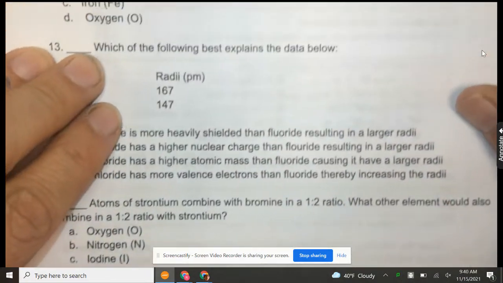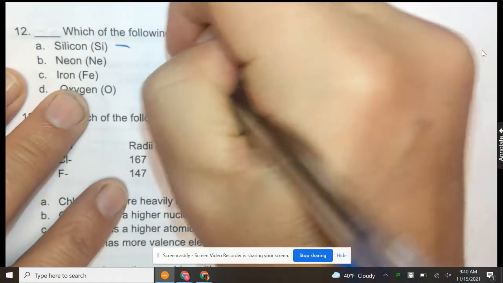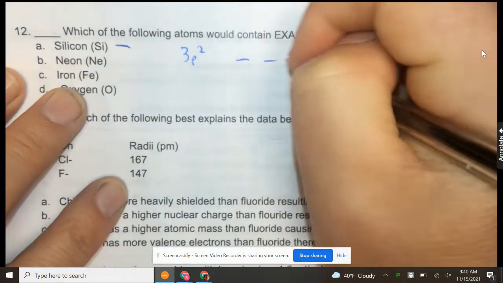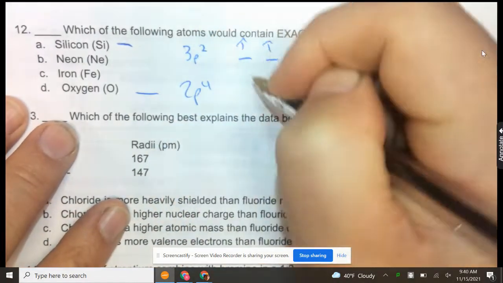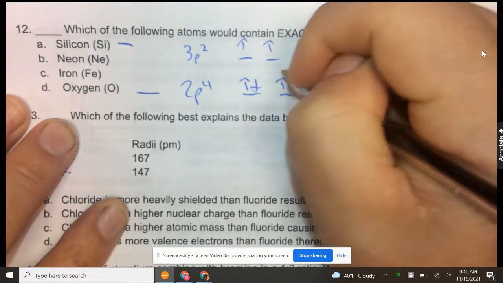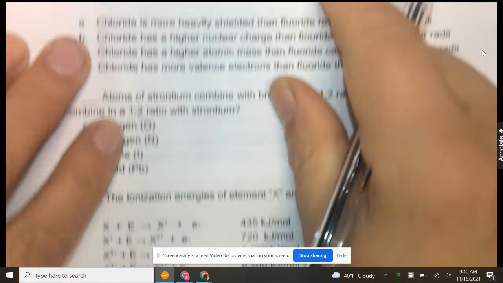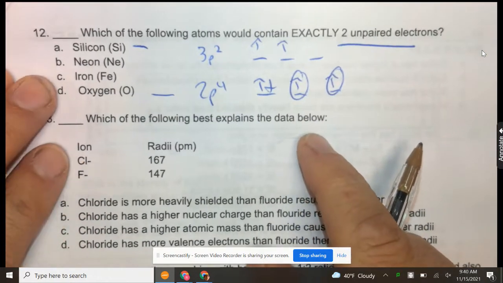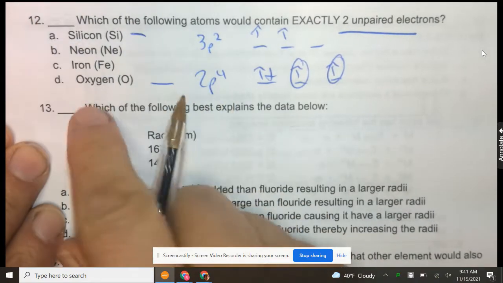Two unpaired electrons. Silicon works. It finishes with 3p2. 2 unpaired. Oxygen also worked. It finishes with 2p4. And that would give you 2 unpaired here. Let's explain this data. Whoops, I'm not sure if I showed that. There you go. So 2 correct answers, A or D were correct.